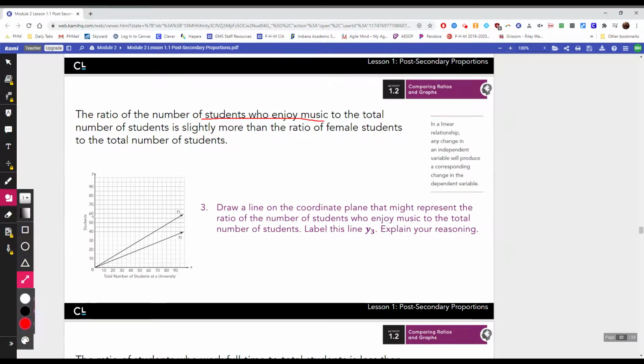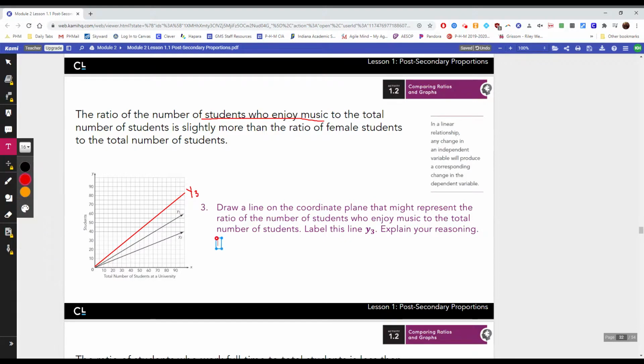So when we go to draw a line, it's still going to pass through the origin, because when there are 0 total students, there are also 0 who enjoy music. But it's going to be steeper than y sub 1, so it's going to be above y sub 1. And it said label this y sub 3, so we'll call this one y sub 3. And we'll explain why we did that.